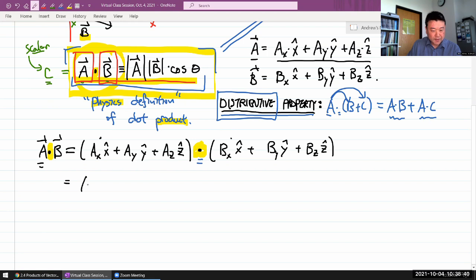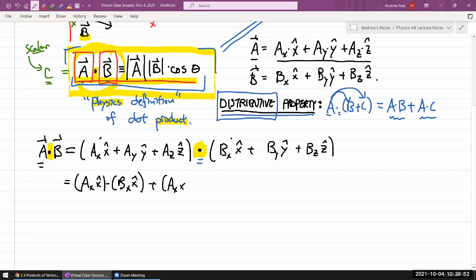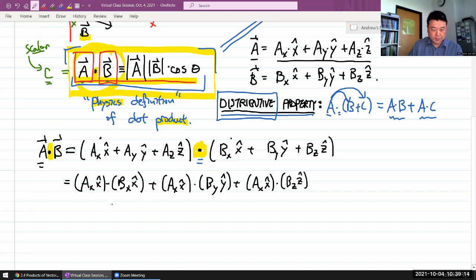So I have ax x̂ times bx x̂ plus ax x̂ times by ŷ. So that's the pattern. Now I have ax x̂ multiplied with bz ẑ. Okay, let's keep going. So that's the 3 of the 9. The other 3 will come from ay, and then the remaining 3 will come from az. So I just have to write these out.